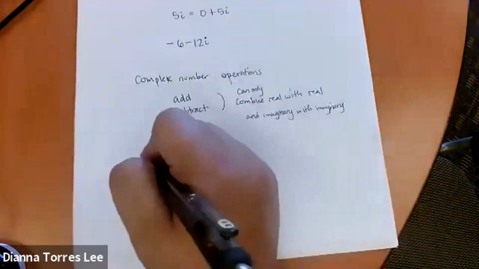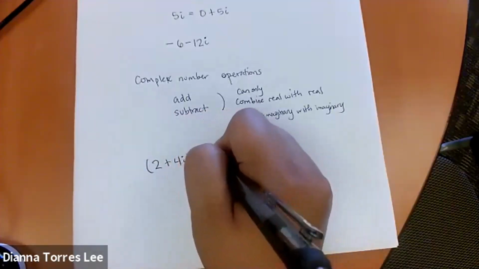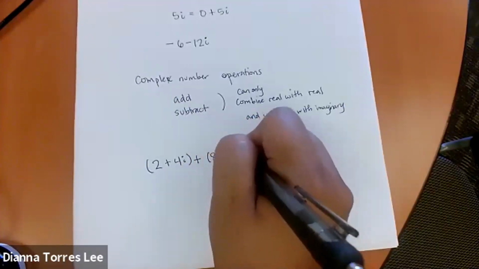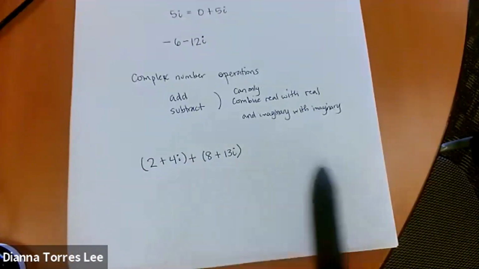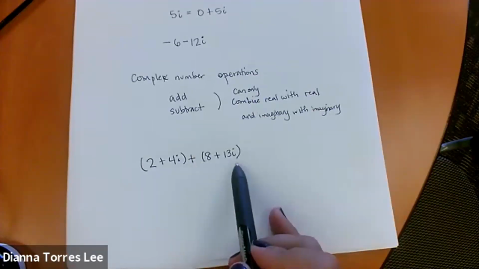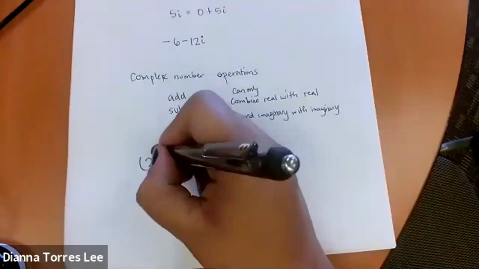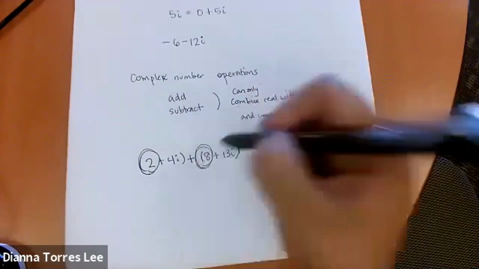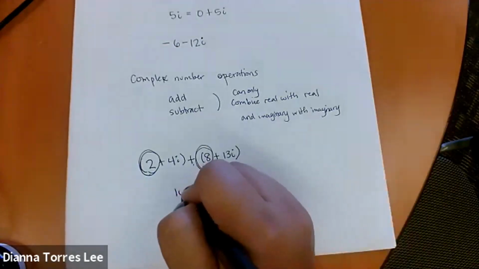So if I gave you something like 2 plus 4i plus 8 plus 13i. I know there are parentheses. Please don't get confused. Parentheses do not always mean multiplication. This group of values is being added, so there is an operation between them, to this other group of values. And when I do that, I'm looking for the real portion of my number. Well, I've got 2, that's real, and I have 8, that's also real. And I'm supposed to be adding those two together because that's what the operation tells me to do. 2 plus 8 will give me a real value of 10.